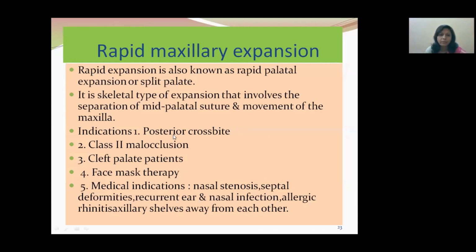Indications of RME include posterior crossbite, class 2 malocclusion with a narrow maxilla, cleft palate patients where again there is a presence of narrow maxilla which has to be expanded. During the face mask therapy in class 3 patients, before protracting the maxilla, we used to open up the mid-palatal suture that will facilitate the protraction of the maxillary segment forward. Some medical indications will include nasal stenosis, septal deformities, recurrent ear and nasal infection, allergic rhinitis.